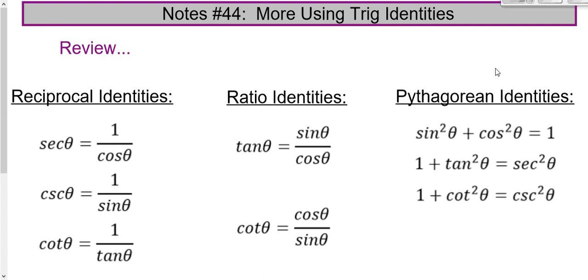Welcome back, mathematicians. So we are continuing our study of trig identities. And so today's title is More Using Trig Identities. We're on notes number 44.